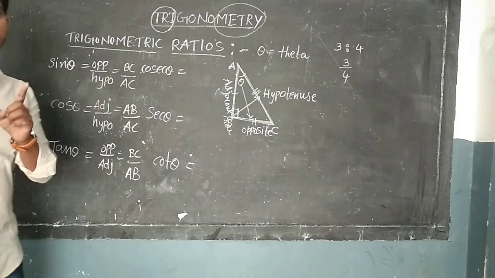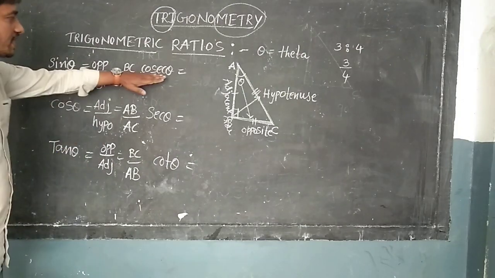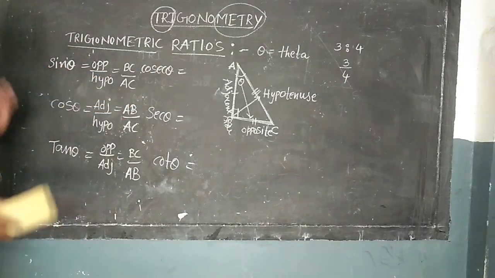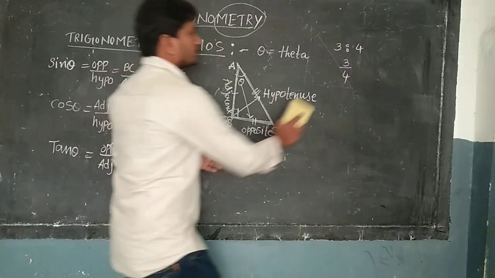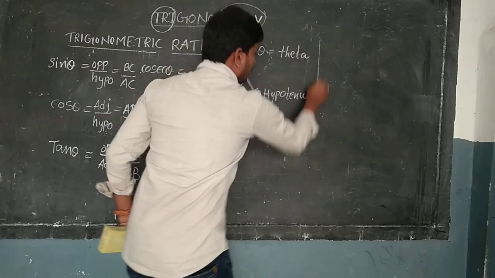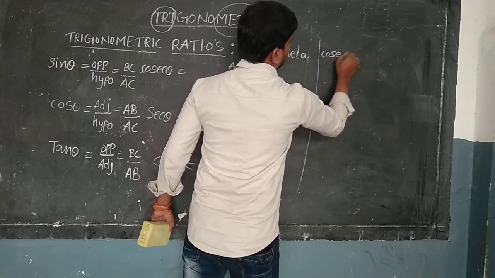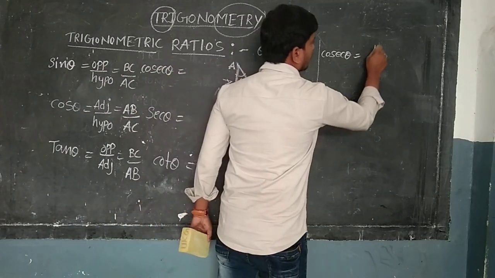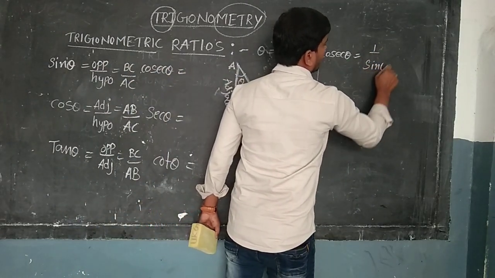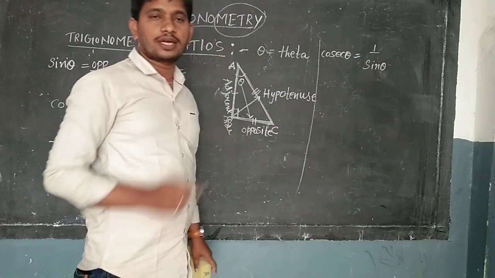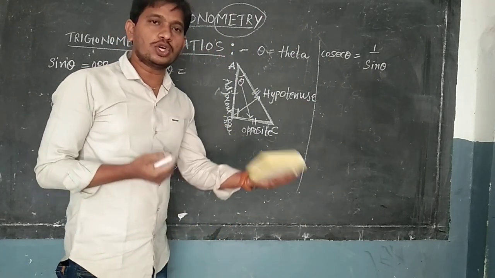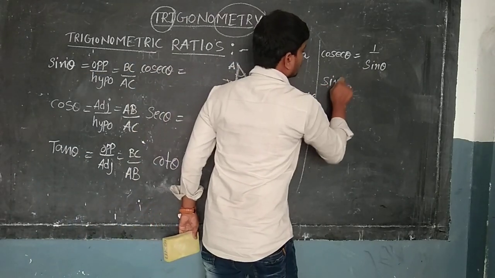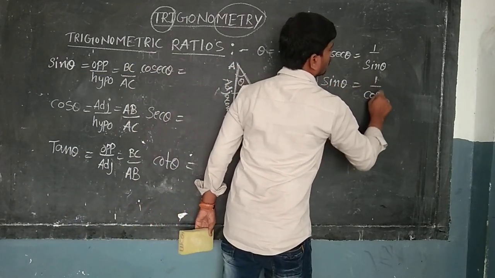Students, one more important point is here. Cosec theta is the reciprocal of sin theta. Let me write here: cosec theta is the reciprocal of sin theta. So cosec theta I can write as 1 by sin theta. Also sin theta is the reciprocal of cosec theta, so I can write sin theta as 1 by cosec theta.